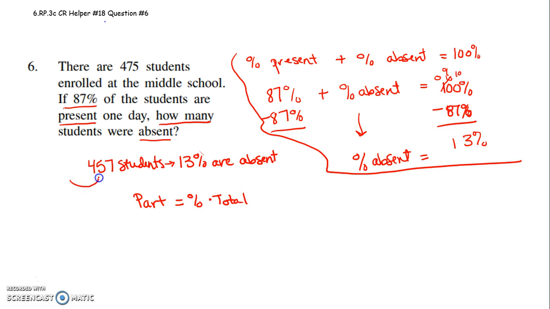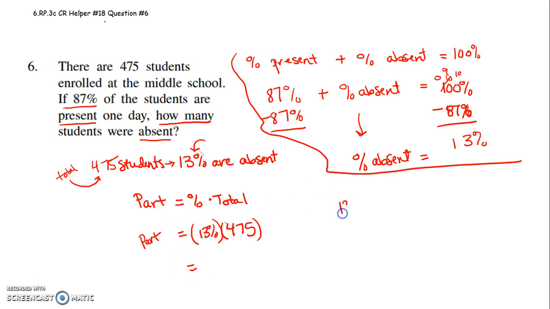All right, 475, not 457. Sorry about that. 475, that's your total number of students. I know my percent is 13%, and I'm looking for the part. So my total is 475. I have to multiply that by 13%, but here's the deal. And that will give me the part of students that are absent, the number of students absent.